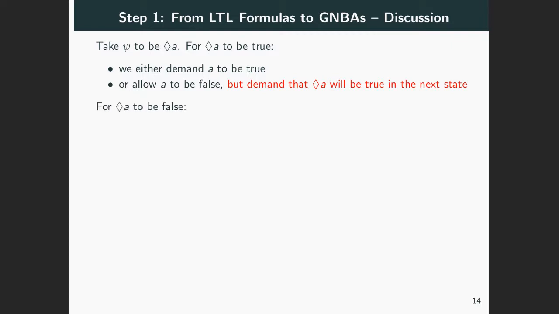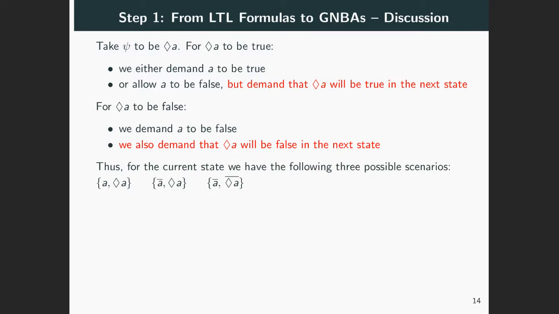On the other hand, if we want eventually A to be false, we must demand that A is false, and then also that eventually A stays false in the next state. This analysis yields the following three possible scenarios for the current state: A and eventually A, not A and eventually A, and not A and not eventually A. And again, each of these scenarios comes with its own set of requirements that need to happen next.